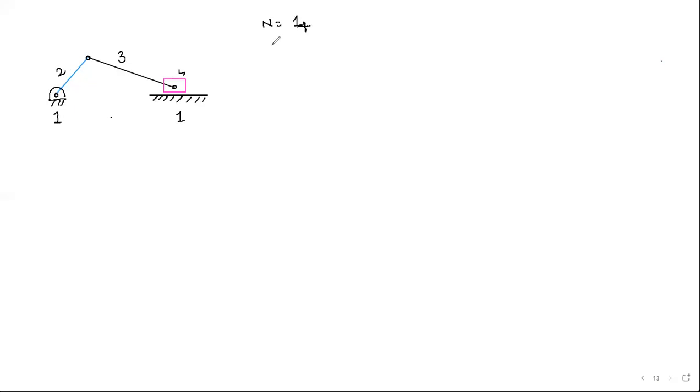Total number of joints, J, is what? Revolute joints plus prismatic joints. So that is lower pair. So revolute joints are 1, 2, 3 and prismatic joints is 1. So total J is 4.